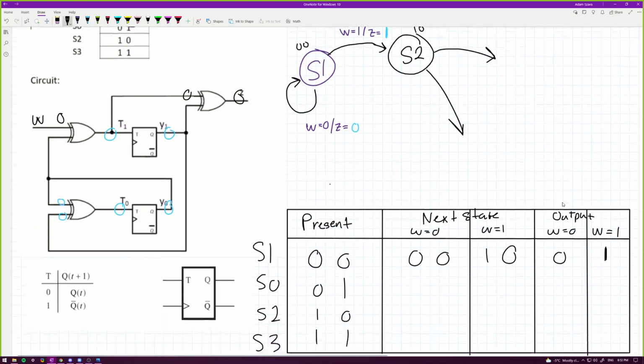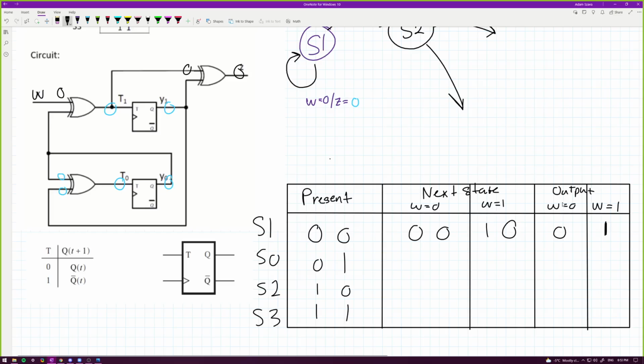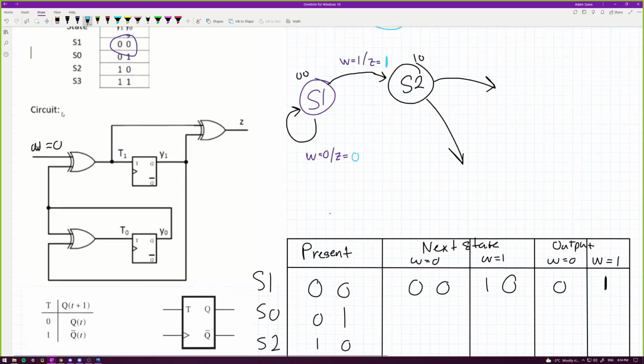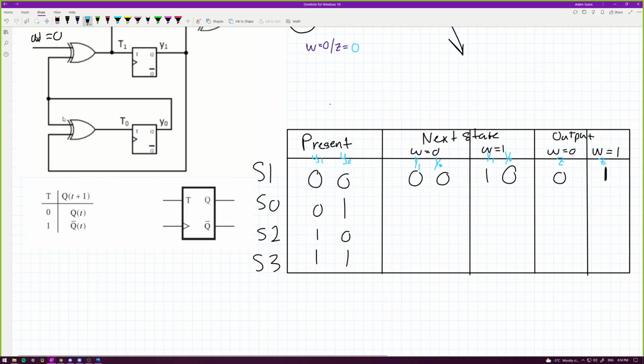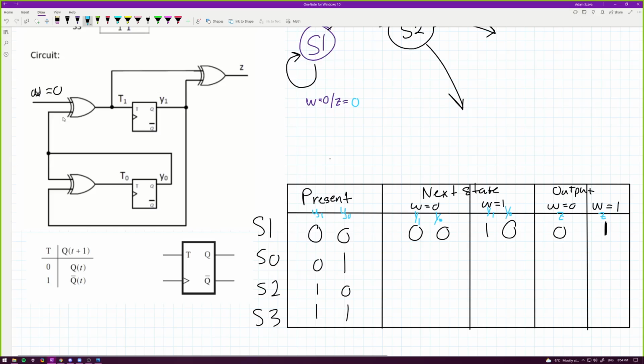And then let's continue here. So from state S0, let's try to fill in this row. So what that means is I'll start with first of all, W is equal to 0. And our present state is, and I should just be clear here, this is Y1, Y0, and this is capital Y1, capital Y0. And that's, of course, just a single bit. So from here, if we are in state S0, which means our variables are 0, 1, and our input is 0, I want to figure out what the next state is going to be and what the output is. So let's start with the output.